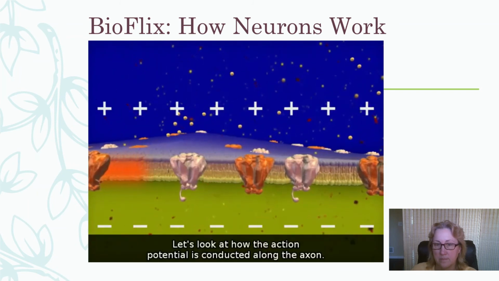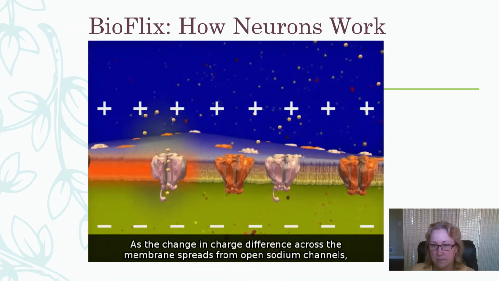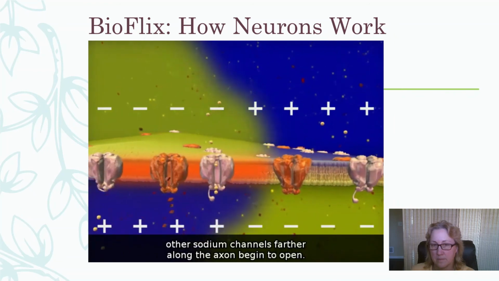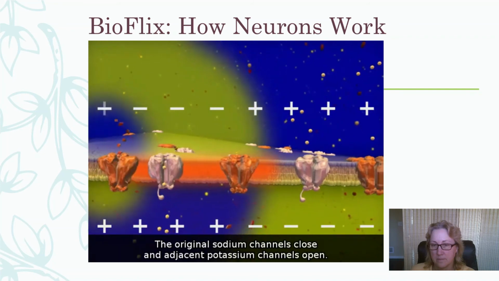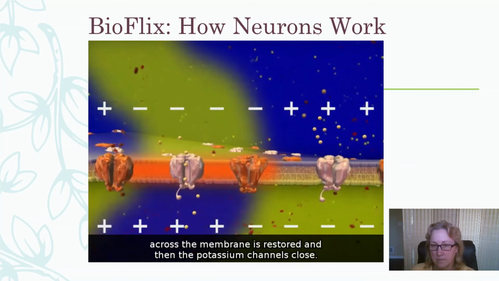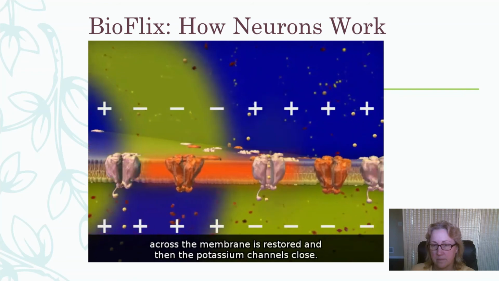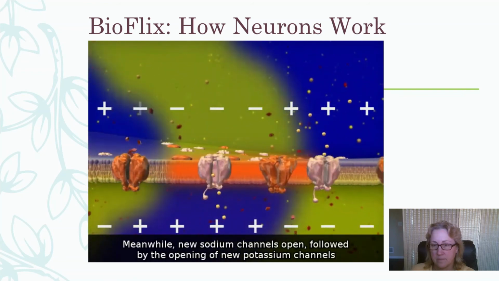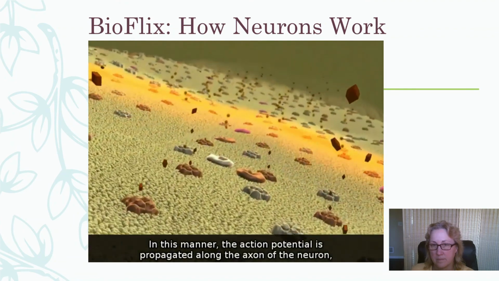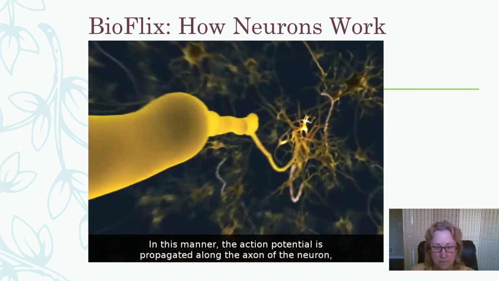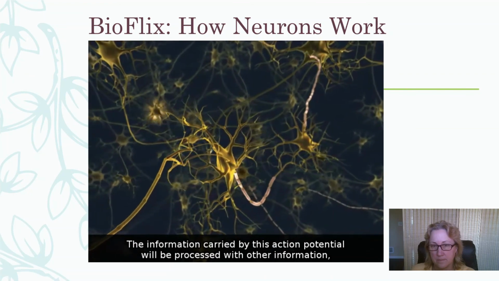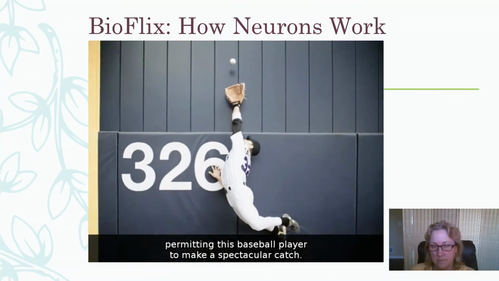Let's look at how the action potential is conducted along the axon. As the change in charge difference across the membrane spreads from open sodium channels, other sodium channels farther along the axon begin to open. The original sodium channels close, and adjacent potassium channels open. As potassium ions move out of the cell, the original charge difference across the membrane is restored, and then the potassium channels close. Meanwhile, new sodium channels open, followed by the opening of new potassium channels and the closing of sodium channels. In this manner, the action potential is propagated along the axon of the neuron, eventually reaching another cell. The information carried by this action potential will be processed with other information, permitting this baseball player to make a spectacular catch.